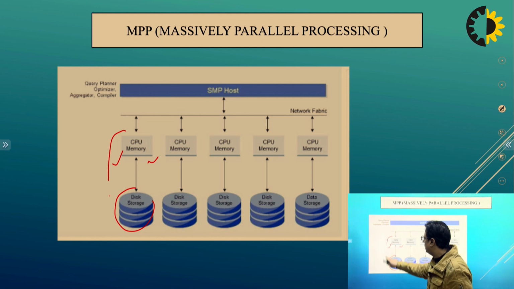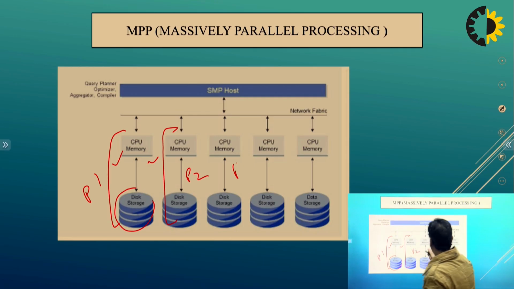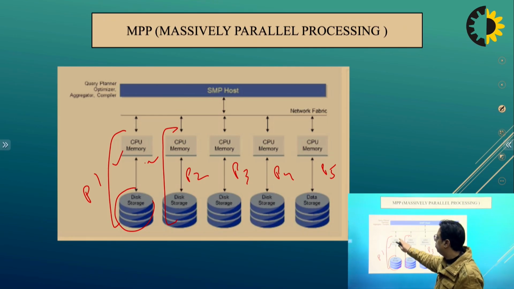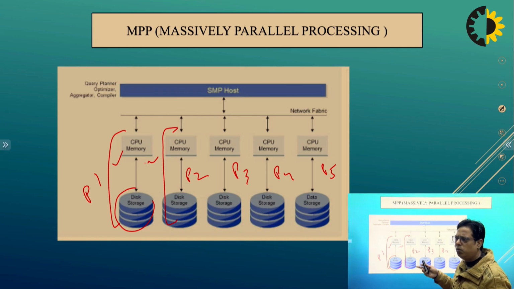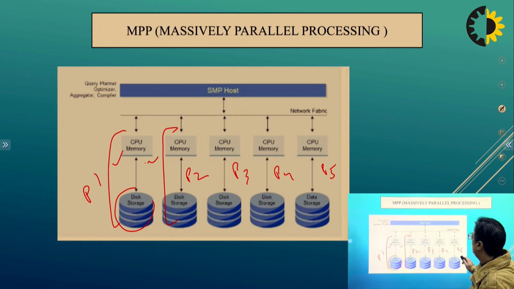Means this is the single disk, CPU and memory. Here are processor P1, processor P2, processor P3, processor P4 and processor P5. Each and every processor has its own memory and own CPU. It is an example of a distributed system, and in a distributed system each and every system is connected to each other, and each system has its own memory and own CPU. So in shared nothing architecture, there is no single point of connection across the system, and they do not share memory or disk storage. This is the architecture of massively parallel processing.